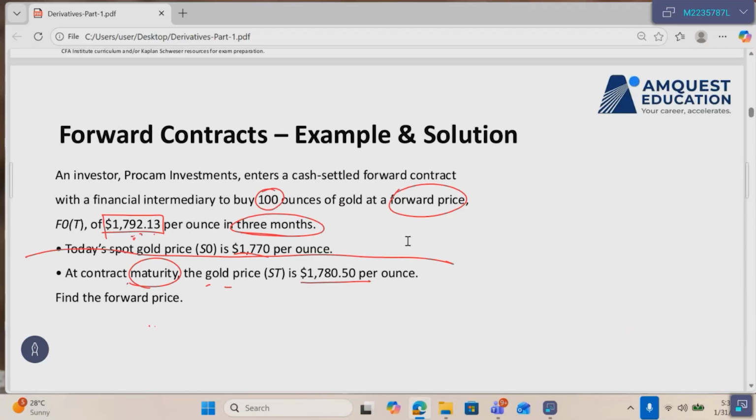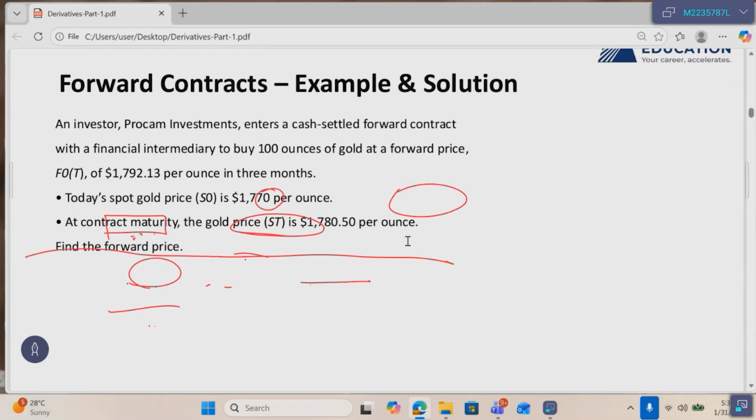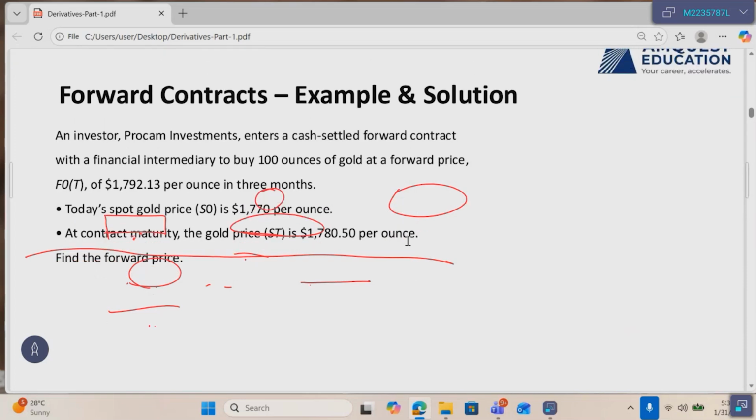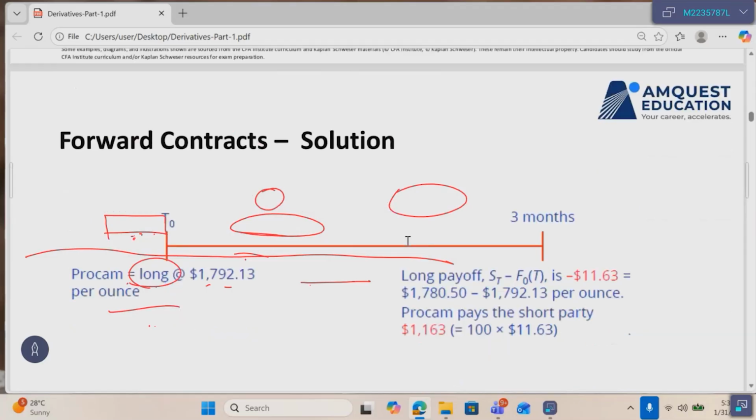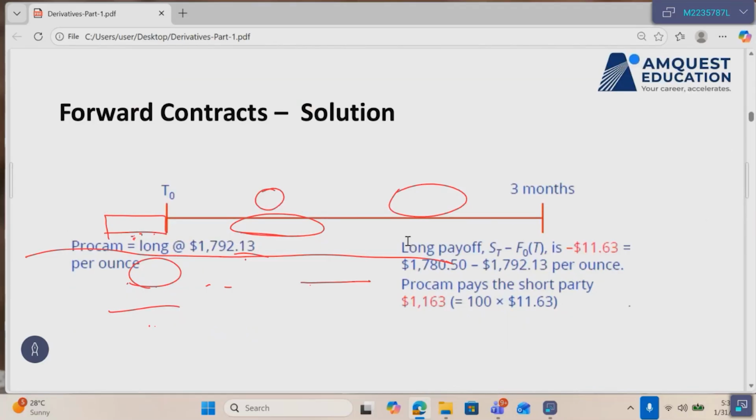Right or wrong? So you have a forward contract for so much, and you have an actual price for so much. They are saying find the forward price. What's the forward price in this equation? What's the forward price? Easy to note. It is exactly what we have potentially picked up.